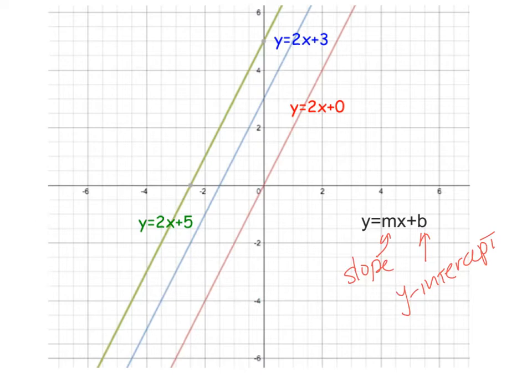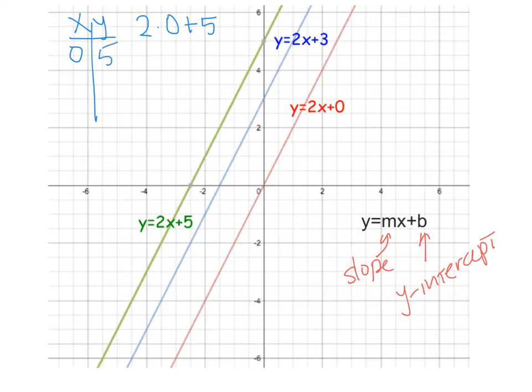So that's fairly obvious if you plug in x's and y's for the input-output table. If you plug in 0 for x into y equals 2x plus 5, you're going to get 2 times 0 plus 5. So obviously you get 5.